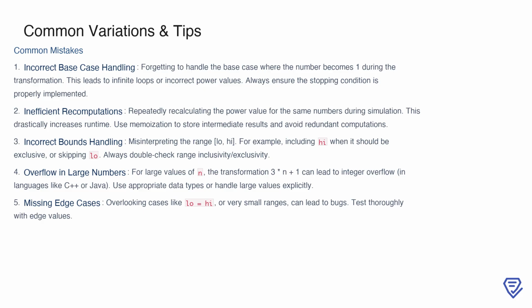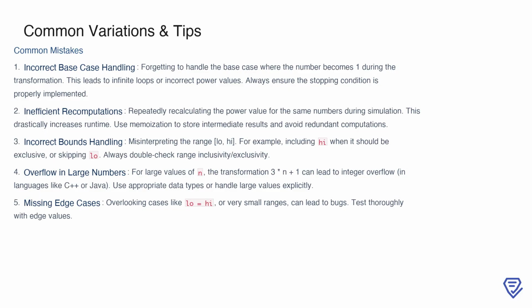First, incorrect base case handling is a frequent issue. If the stopping condition for when the number becomes 1 is not properly implemented, it can lead to infinite loops or wrong power values. Always ensure this base case is clearly defined.